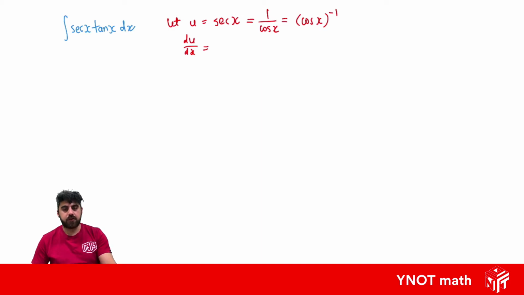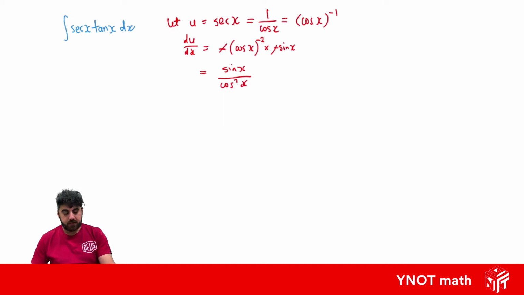And here we can use the chain rule to derive this, so we can bring our power to the front, left with cos x to the power of minus 2, and times by the derivative of cos x, which is negative sine x, so we can tidy this up. So two negatives will cancel. We've got the sine x, and the cos x to the minus 2 we could write in the denominator as cos squared x.